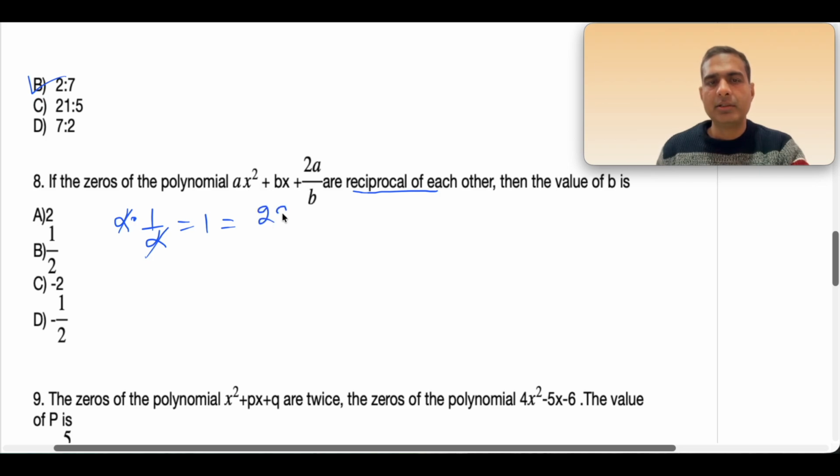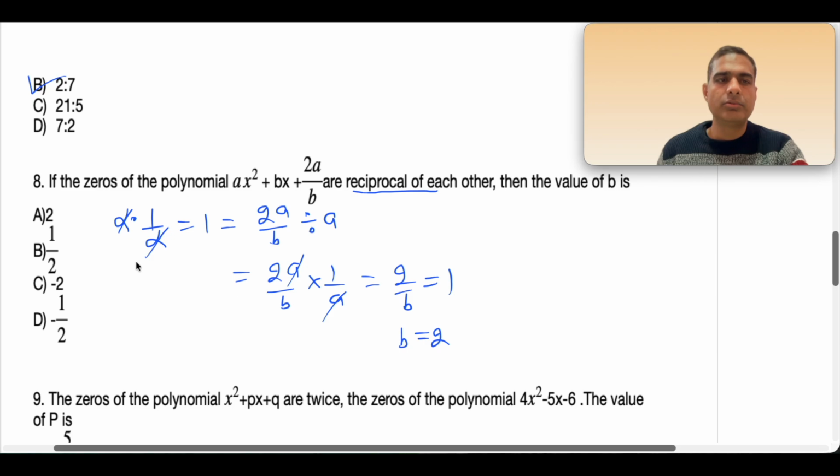It means 2a by b divided by a, that is the coefficient of x square. It means 2a by b times 1 by a. We reciprocated it, so a got cancelled out. It means we got 2 by b should be equal to 1, because the product of the roots is equal to 1. So if I cross multiply, I will be getting b is equal to 2. So our answer will be option A.